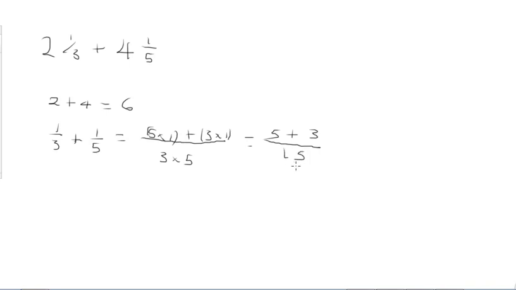Are we together? Okay, so what is 5 plus 3? 8. This is over 15. So that is how we work with addition of mixed fractions. So as I said, when we're dealing with subtraction, the procedures are all the same. Procedures are literally all the same. Okay? So let's look at an example on the subtraction of fractions.